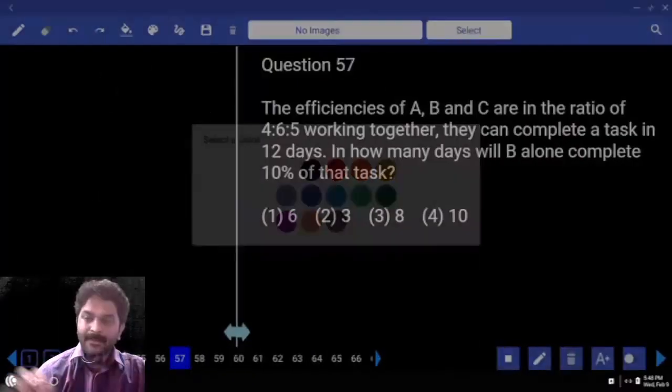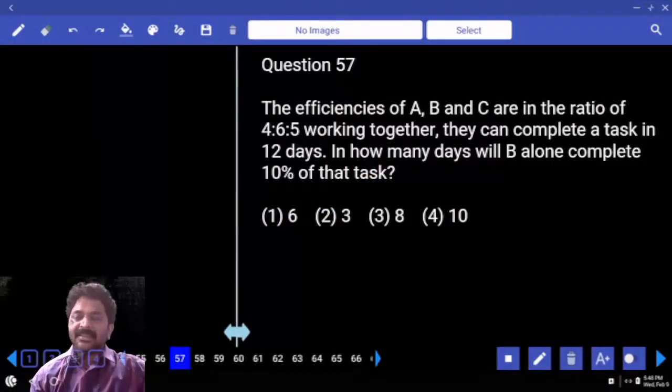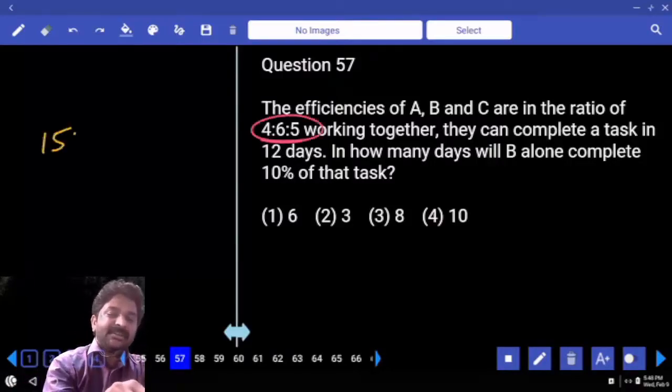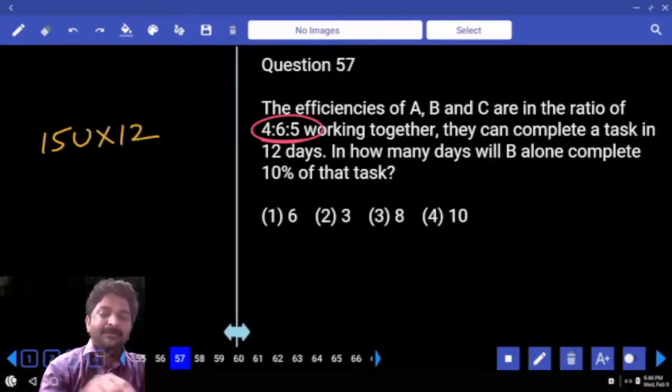Question 57. Efficiencies of A, B, C are in the ratio 4:6:5. Working together, they can complete the task in 12 days. So all working together can do 15 units of work per day. Like that they need 12 days to complete the work.